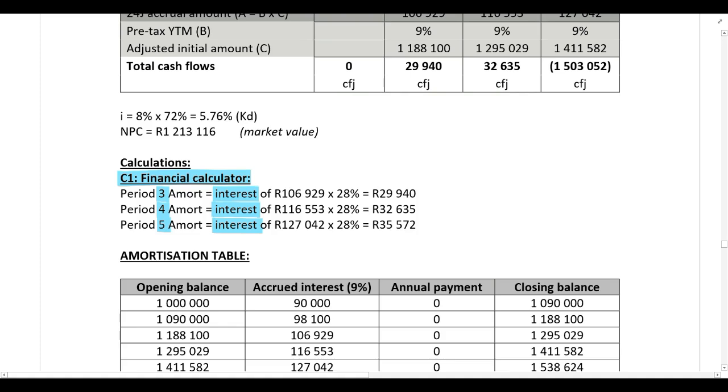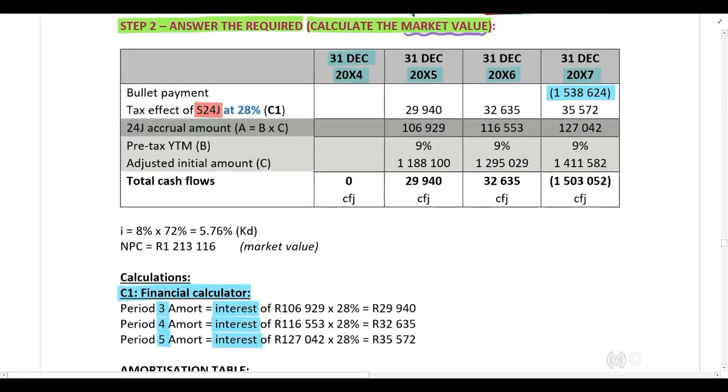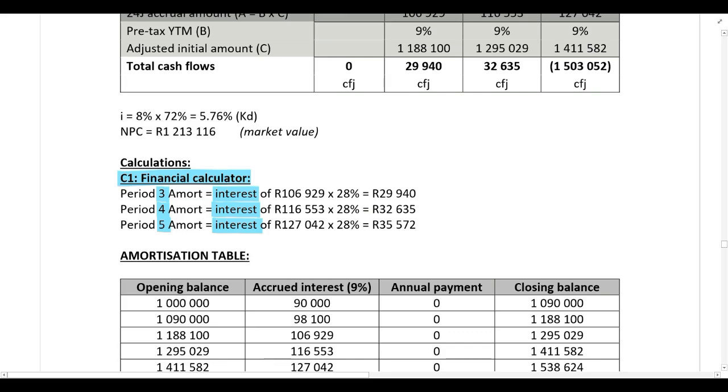Why am I only looking at the interest for period 3, 4, and 5? We know that the full loan term is 5 years. However, 2 years have already passed. So we are looking at our future cash flows in this calculation. And the years remaining on this loan are years 3, 4, and 5. So that's the interest that we are looking for. We are looking for the interest in year 3, year 4, and year 5. So you can ignore year 1 and 2 because those are past cash flows. So using the amortization function on your financial calculator, get the interest.